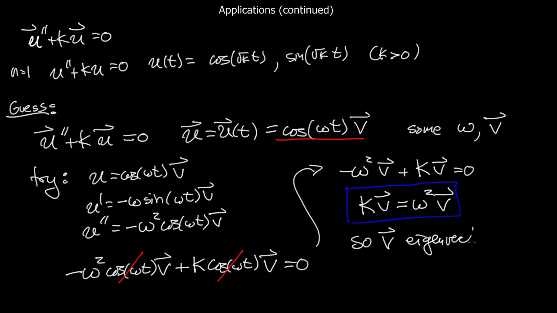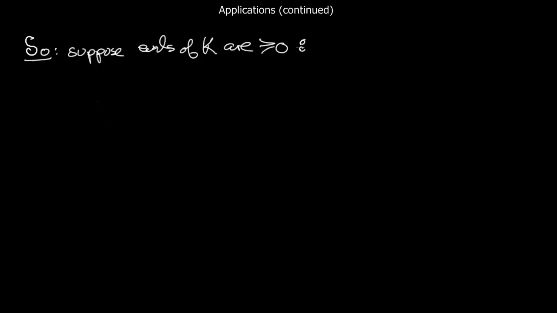So if we choose omega and v to make this hold, we'll have a solution to the equation. That is to say, v has to be an eigenvector of k with eigenvalue omega squared. Well, if that's going to work, you'd better have that the eigenvalues are positive so that they're of the form omega squared. Otherwise, you know what happens.